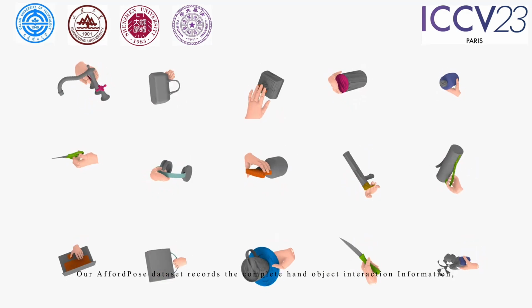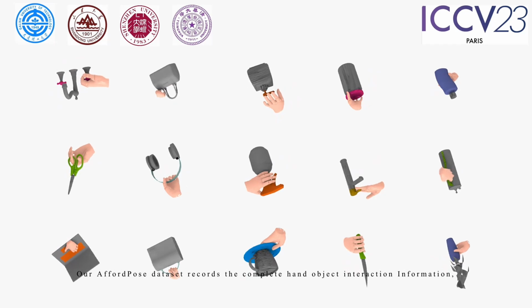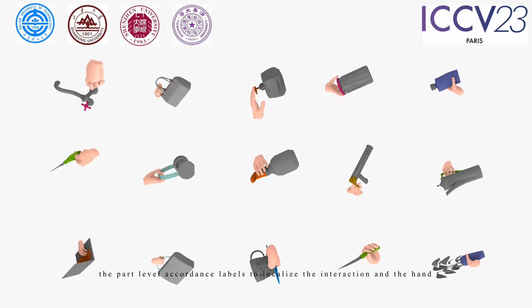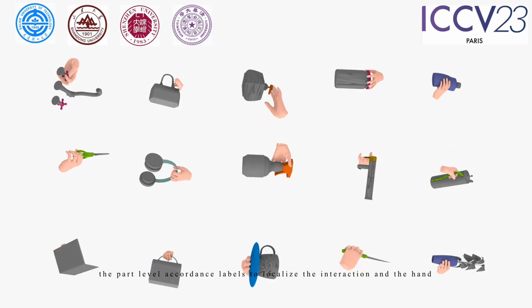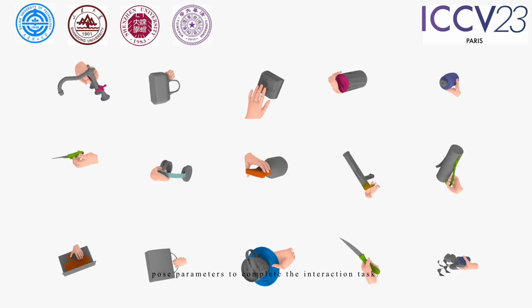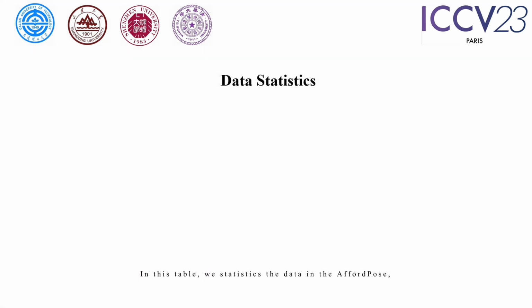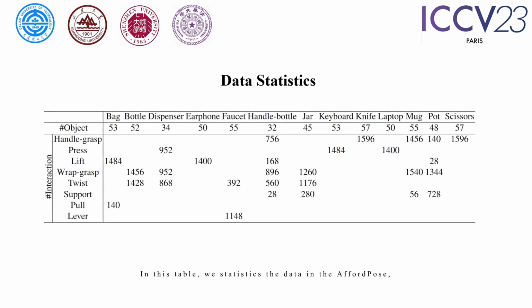Our AffordPose dataset records the complete hand-object interaction information, including the 3D object shape, the part-level affordance labels to localize the interaction, and the hand pose parameters to complete the interaction task. In this table, we show statistics of the data in AffordPose, which collects a total of about 26.7K affordance-driven hand-object interactions, involving 641 3D objects from 13 different categories and 8 types of affordance.